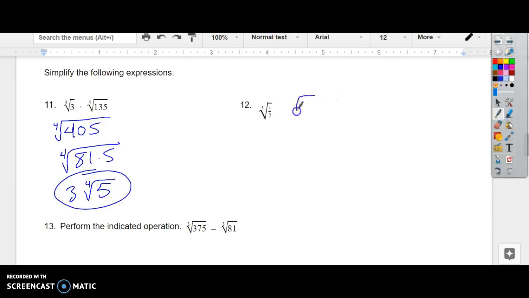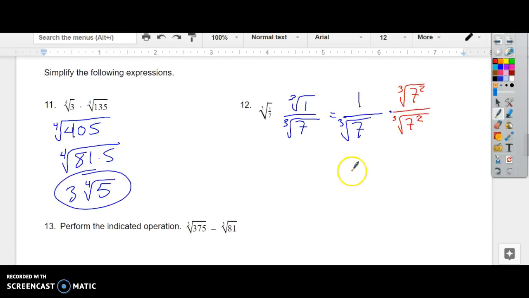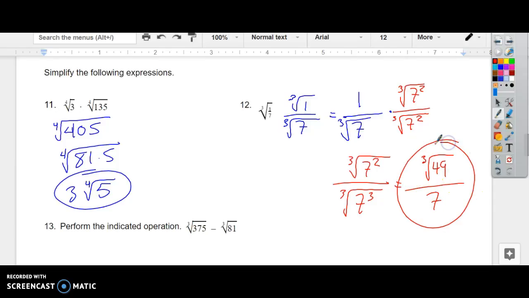Over here, we're going to do the cube root of 1 over the cube root of 7. Cube root of 1 is 1. However, we can't break down the cube root of 7, but we can't leave it very well in the denominator. So we're going to have to get rid of that denominator with the radical. So on top, we got the cube root of 7 squared over cube root of 7 cubed. So this is cube root of 49, which can't be broken down. And then this would just be 7. Okay, so there's number 12.